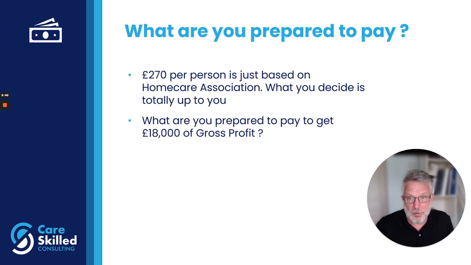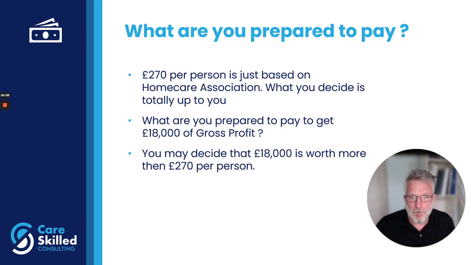You could say, I want to spend more. What you've got to ask yourself is, what are you prepared to pay to get £18,000 of gross profit? I'm saying 18,000 here. We said 180,000 before. That was for 10. This is for one person. We're talking about one person now. So one person is £270 per person, and they contribute £18,000 of gross profit over 3 years. So what are you prepared to pay to get that one person? You may decide that £18,000 is worth way more than £270 per person.